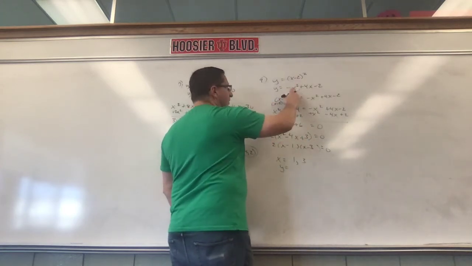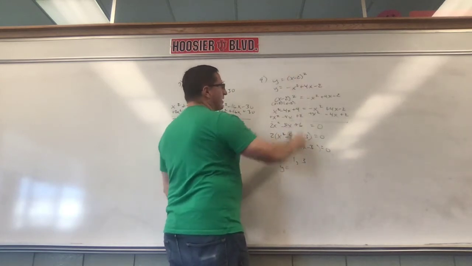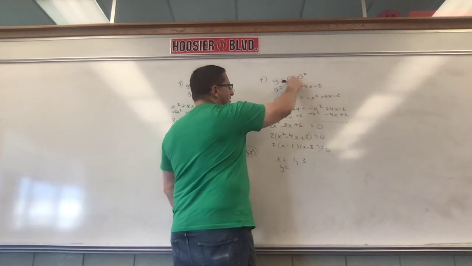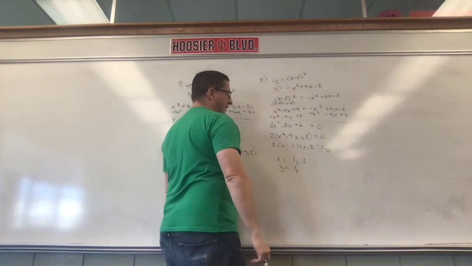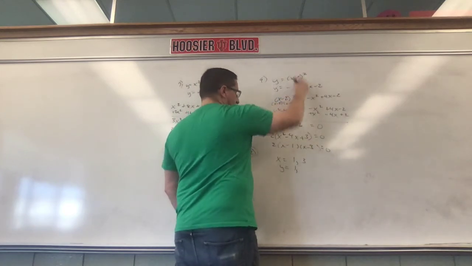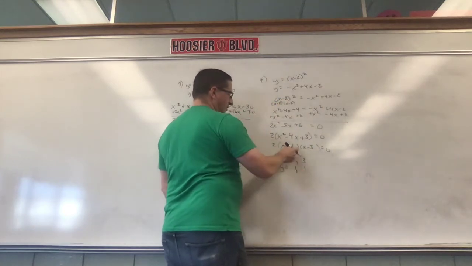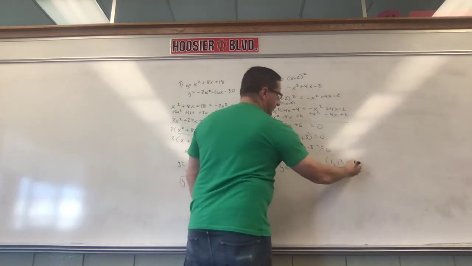Now, in order to find the y values, we plug in 1 and 3 into either one of these. It doesn't matter which one. I'm going to use the top one. The top one looks easier to me. I'm not going to show my steps on this. If I plug in 1 for x, 1 minus 2 is negative 1. Negative 1 squared is 1. Plug in 3 for x. 3 minus 2 is 1. 1 squared is 1. So my answers are 1, 1 and 3, 1.